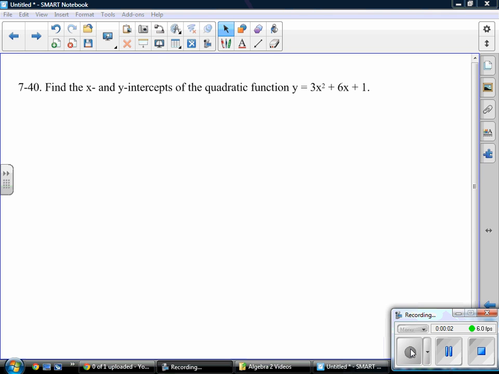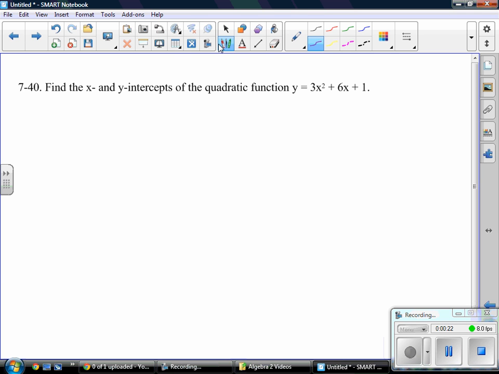This is problem 7-40 from section 7.1.3 homework. It says find the x and y intercepts of the quadratic function y equals 3x squared plus 6x plus 1. So one thing we might possibly do, if I know you, is probably you'd want to factor this. So let's go ahead and try to factor it.